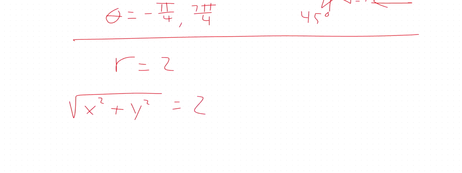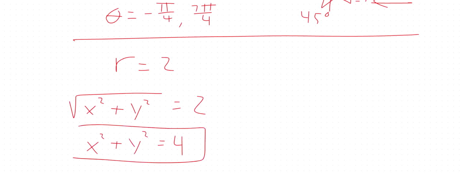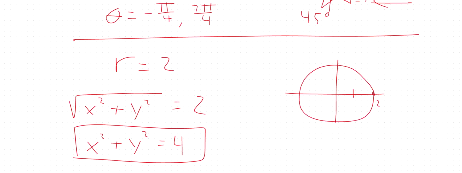But if you want to know a little bit more, square both sides. And this is the equation of a circle. And if you think about what's happening with r equals 2, it tells us that our radius is 2. It does not tell us what our theta is, so we have to account for every theta. So you want to go 2 units out in every direction. And we get a circle.